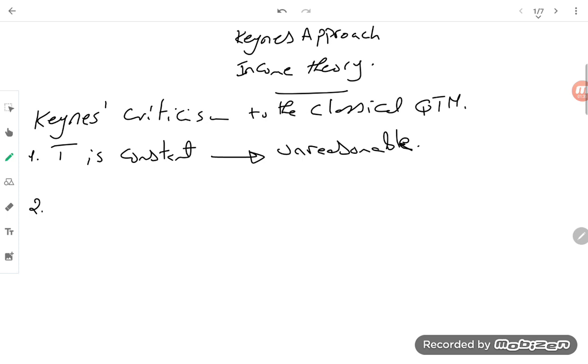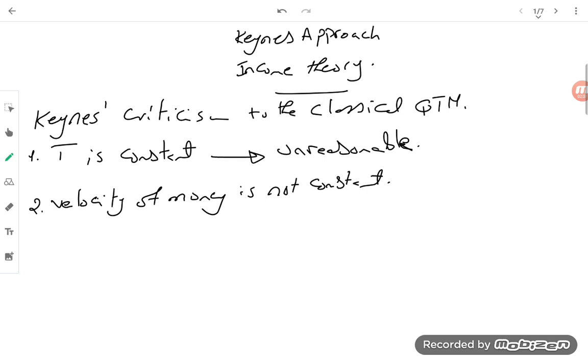Number two, according to the Fisher approach, velocity of money is constant, but Keynes believed that velocity of money is not constant. In case of recession, people are not going to spend money and would like to keep money in hand, so velocity of money is going to decrease, while the case is the inverse in case of expansion.